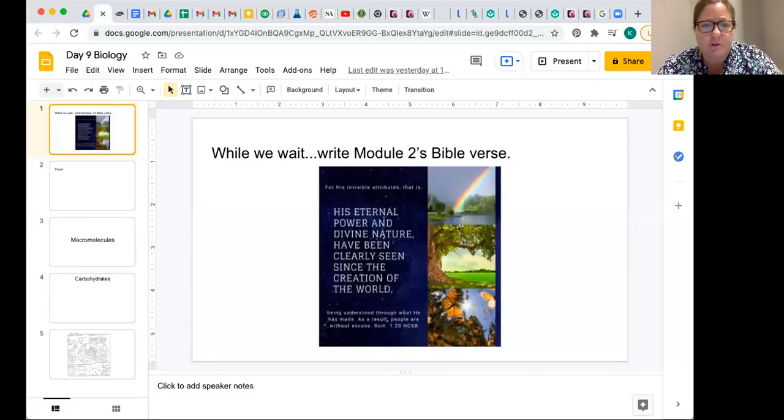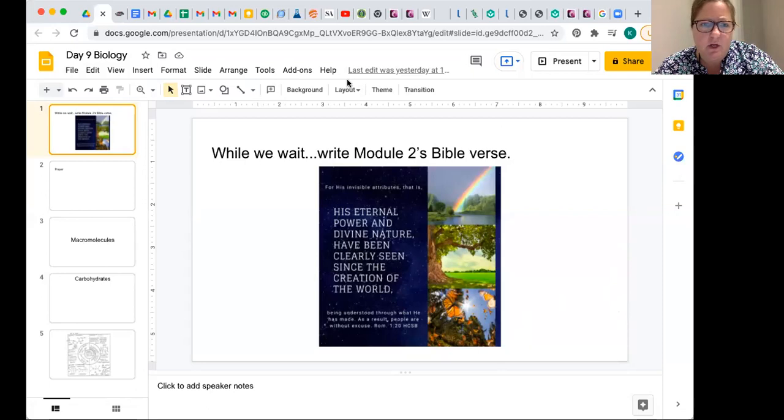So let us start with our Bible verse this morning. Our Bible verse for today is, "For his invisible attributes, that is, his eternal power and divine nature, have been clearly seen since the creation of the world, being understood through what he has made. As a result, people are without excuse." Romans 1:20.